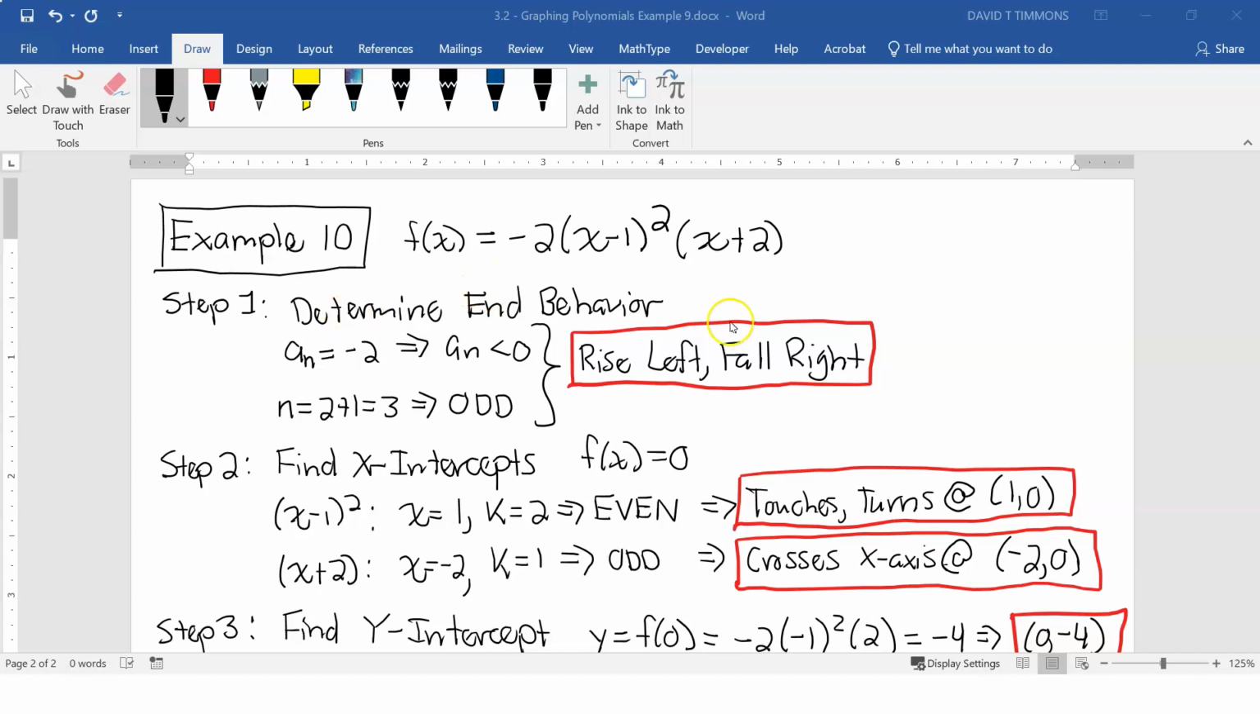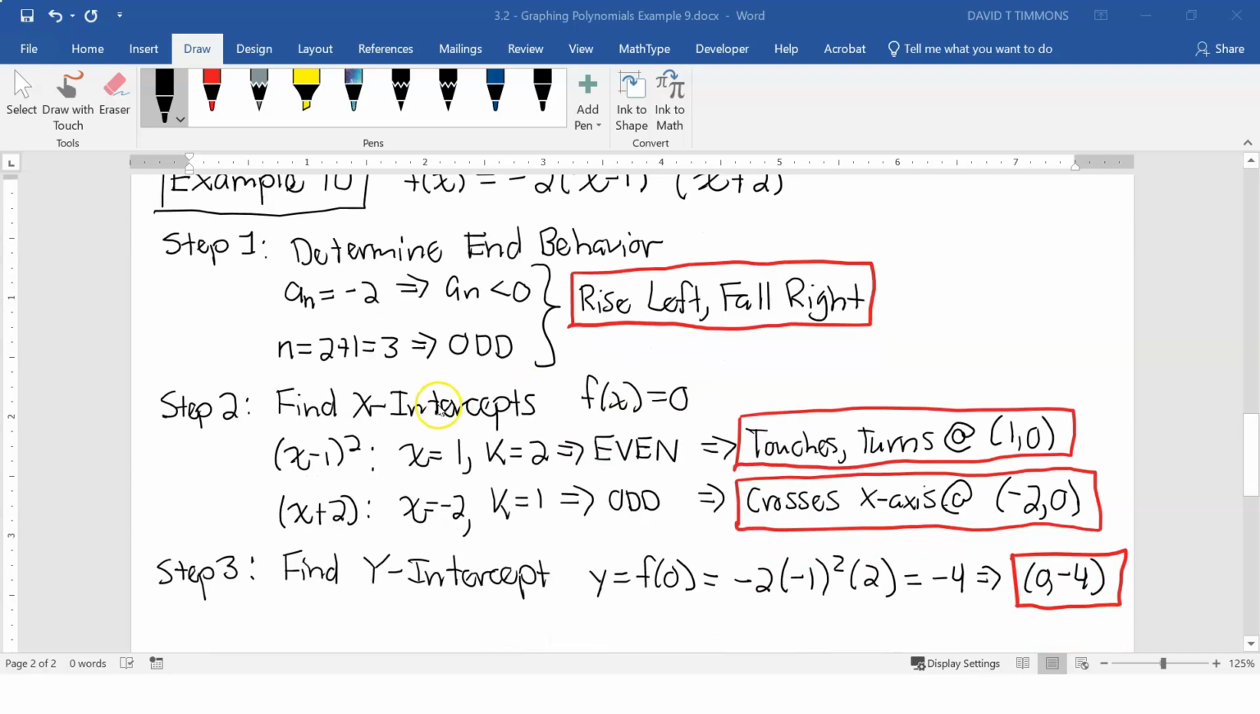Step 1, determining end behavior. The leading coefficient will be negative, and remember when we looked at the leading coefficient test earlier in the chapter, when you have it in factored form, we really need to look at the degree of each factor. So the degree of this polynomial, we'll get a degree of 2 from this term and a degree of 1. 2 plus 1 is 3. So negative leading coefficient and odd will have opposite behavior. That will be rise left and fall right.